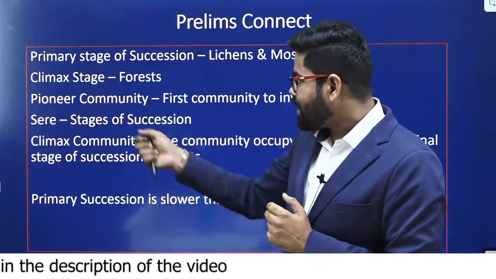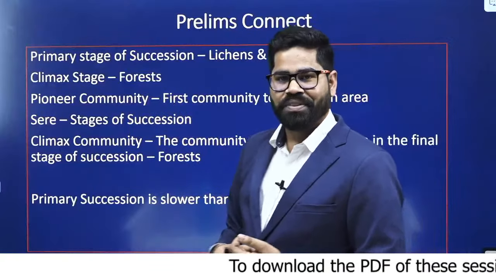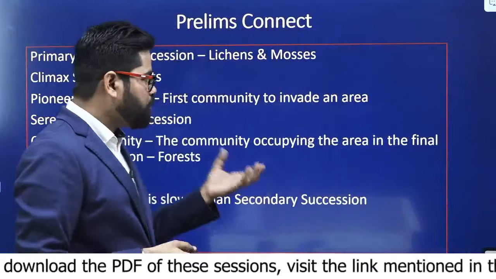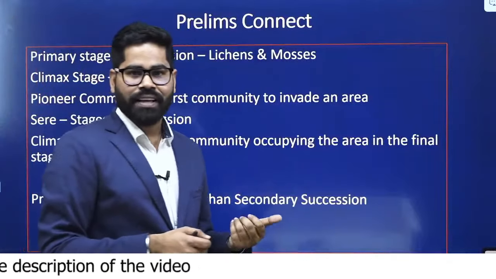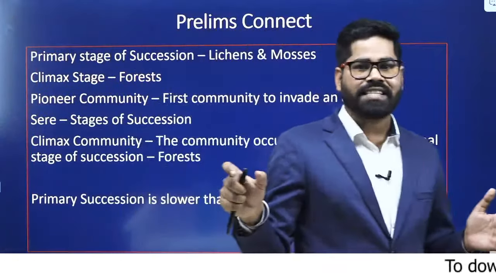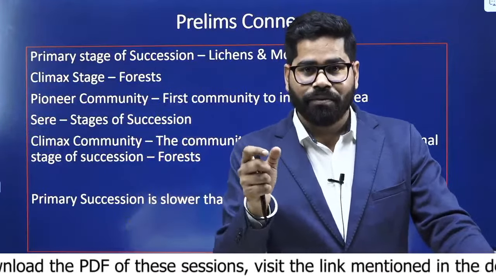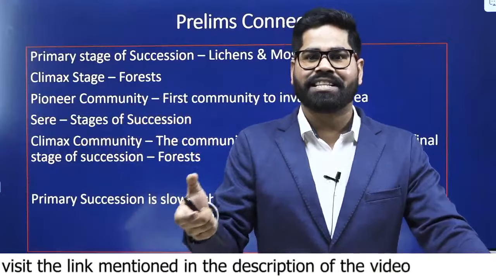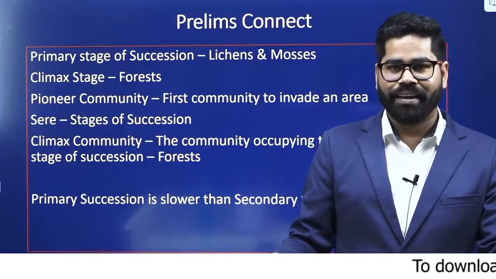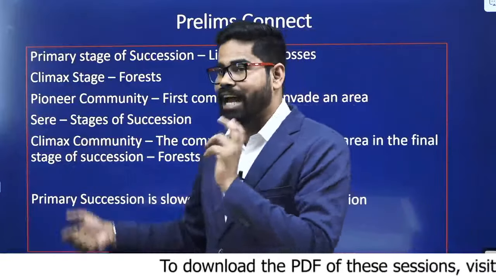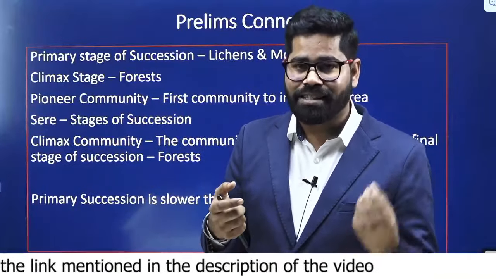Okay, see, there are certain terms associated with it, like the pioneer community. Pioneer community is basically the first community to invade any area, like lichens and mosses. Then the various stages of succession, they are called as series, and the communities which belong to those intermediate stages are also referred to as seral community. Okay, then we have this climax community, like when we talk about the forests, they are considered as the climax community.